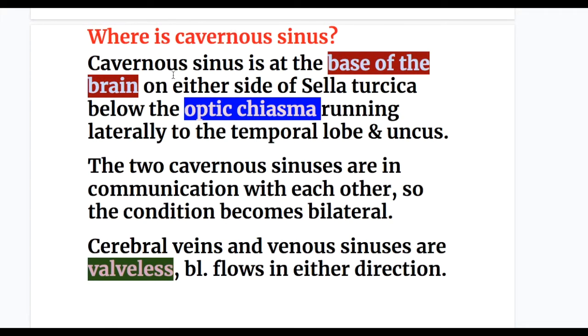Where is cavernous sinus? Cavernous sinus is at the base of the brain on either side of sella turcica, below the optic chiasma and running laterally to the temporal lobe and uncus. The two cavernous sinuses are in communication with each other through intercavernous sinuses, so the condition becomes bilateral. An important point is that cerebral veins and venous sinuses are valveless. They don't have valves, so the blood flows in either direction.